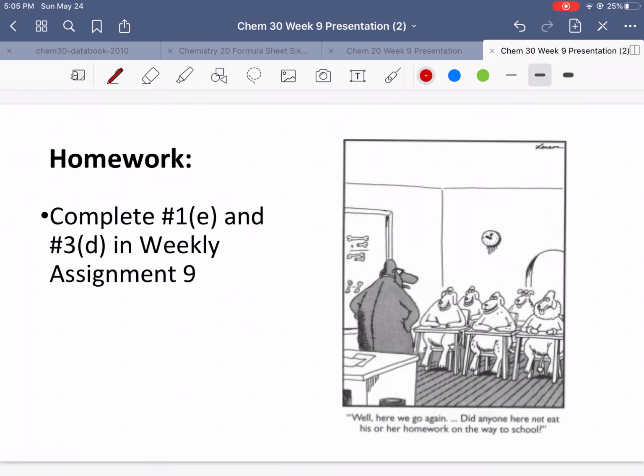Okay, a couple questions directly related to temperature changes on a shifting equilibrium. Please go back. You can do the last question from number 1. You should have already completed A, B, C, D by now. Now you're on to E. And you can do the next question on number 3, which is D.